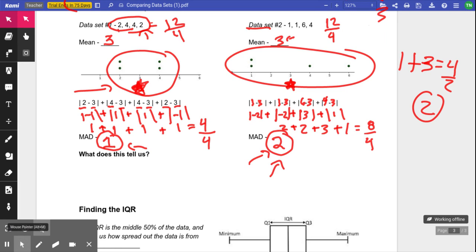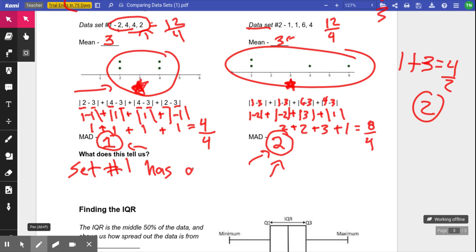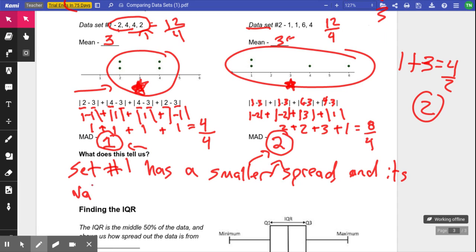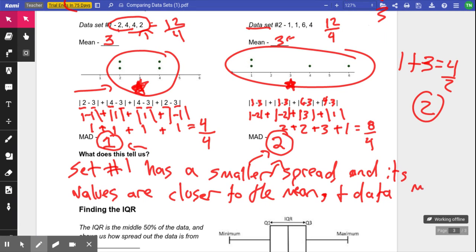It tells us that data set number one has a smaller spread, comma, and its values are closer to the mean. I'm also going to mention, and maybe that data set number one is also, let's call it a comma, and the data is more predictable.